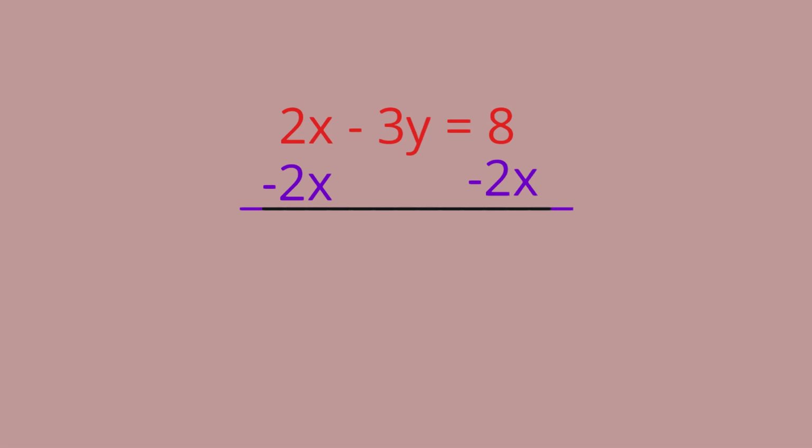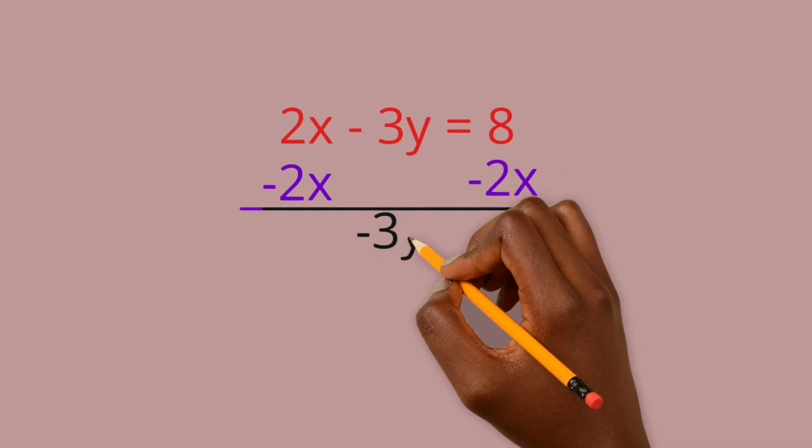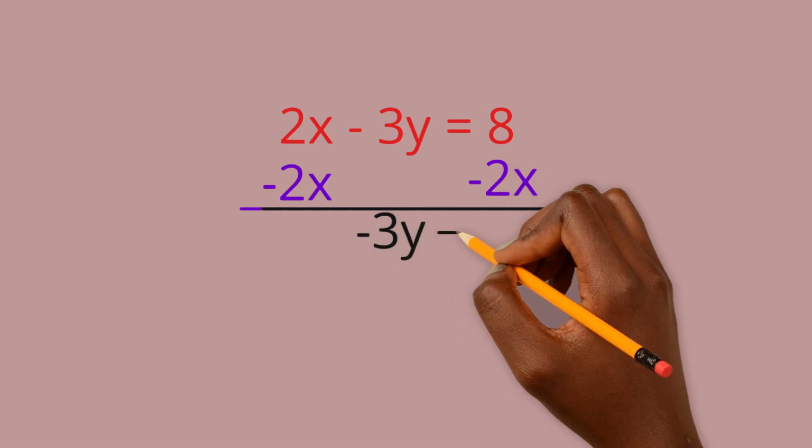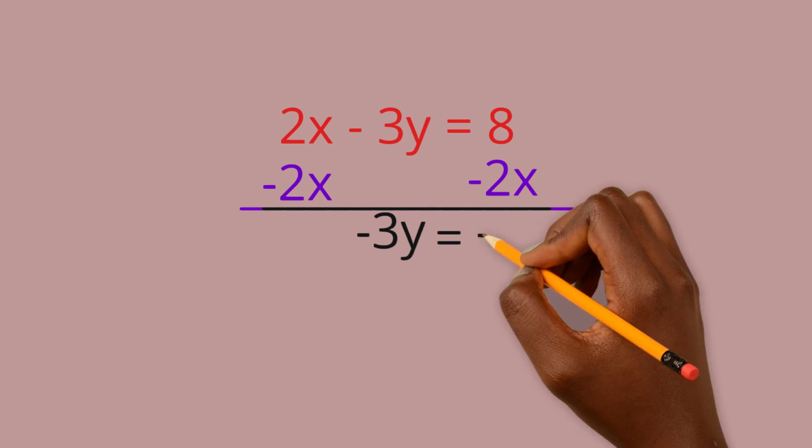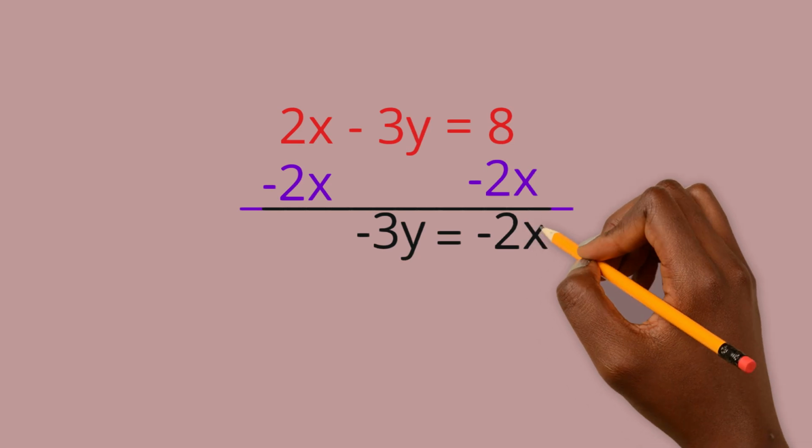2x minus 2x cancel each other out. That's 0 pair. I did not use my negative 3y, so I will bring it down, which is equal to 8. Negative 2x are unlike terms, so I will write them back as is in the form y equals mx plus b. So that will be negative 2x plus 8.